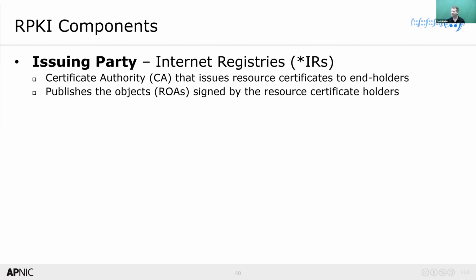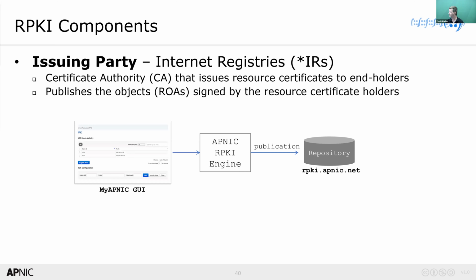So let's look at the components we have within RPKI. We have the issuing party, so that's the registries, the RIRs and the NIRs, so the likes of NREN. We have a certificate authority that issues resource certificates and publishes the ROAs. So this is the MyAPNIC GUI. Off to the side of that, we have our own RPKI engine, and we have the publication of those records. So we have the repository.